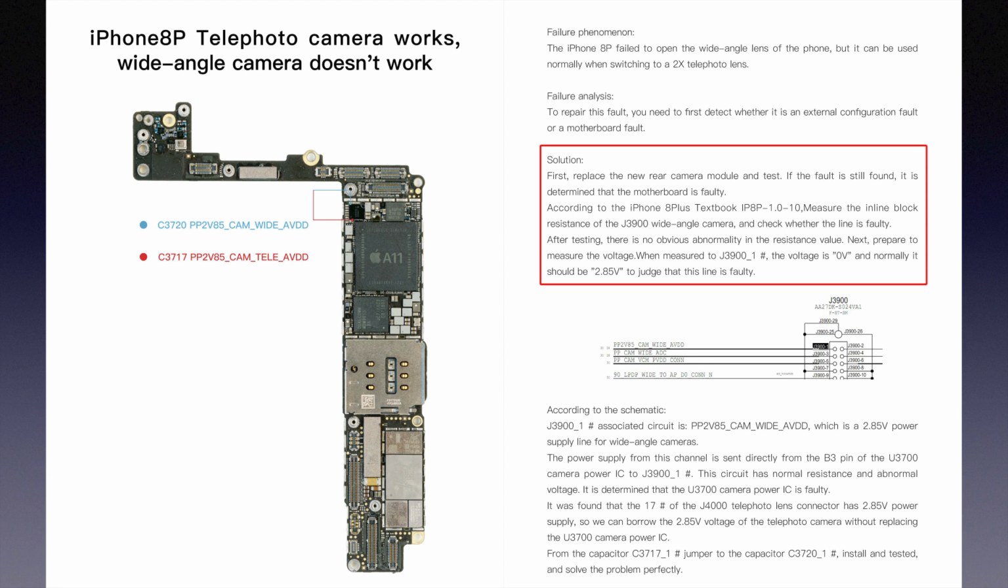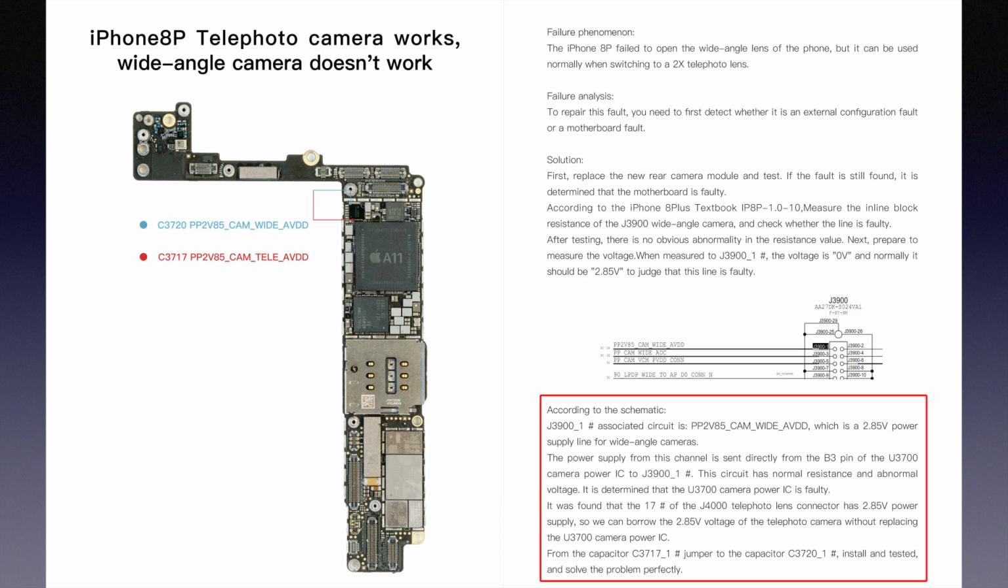According to the iPhone 8 Plus textbook, iPhone 8 Plus 1.0 version and page 10, measure the in-line resistance of J3900 wide-angle camera and check whether the line is faulty. After testing, there is no obvious abnormality in the resistance value. Next, prepare to measure the voltage. When measured at pin 1 of J3900, the voltage is 0 volts, and normally it should be 2.85 volts, so it is judged that this line is faulty.